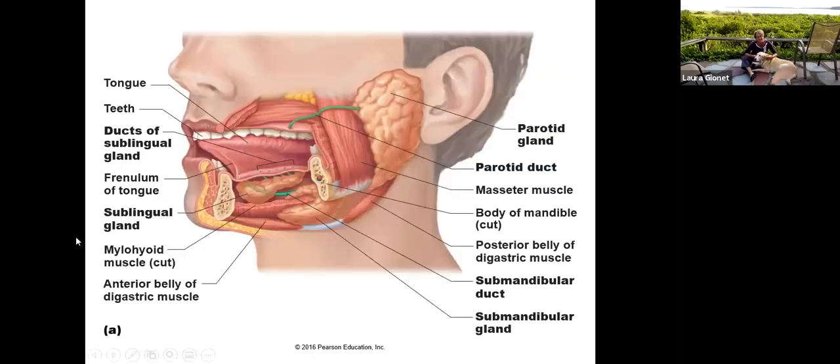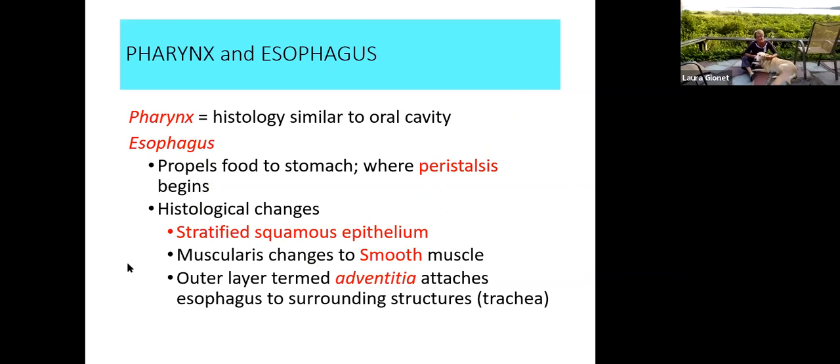Okay, so here we see the oral cavity, and then we see the teeth, the upper row, the lower row. We have the parotid gland that is superficial, anterior to the ear here. We have the sublingual and submandibular glands. Then we have the pharynx and the esophagus. So the pharynx is histologically similar to the oral cavity. Remember, both the oropharynx and laryngopharynx are lined with stratified squamous epithelium.